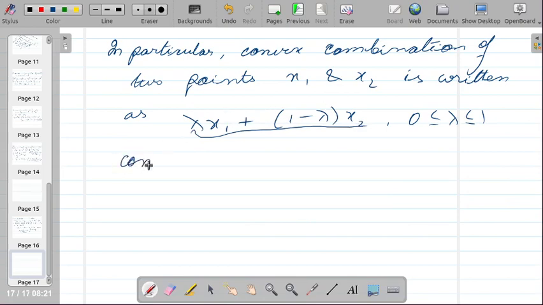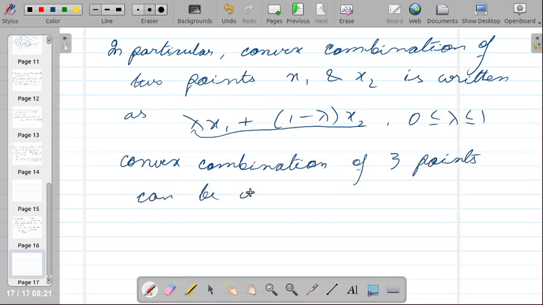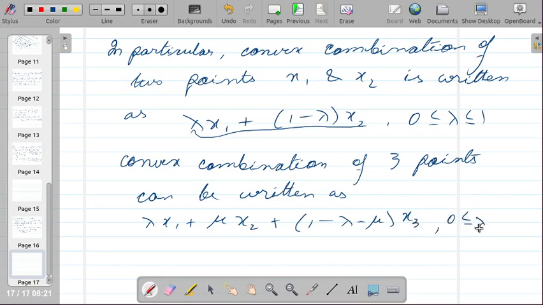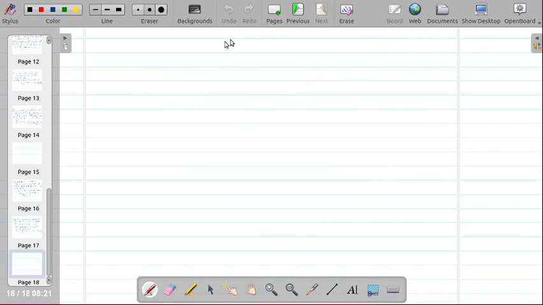Also, a convex combination of three points can be written this way: lambda times x1 plus mu times x2 plus, the last one, 1 minus lambda minus mu times x3, where 0 less than or equal to lambda, mu less than or equal to 1. This is satisfied, right? So we have convex combination. Then we have something called convex polyhedron.